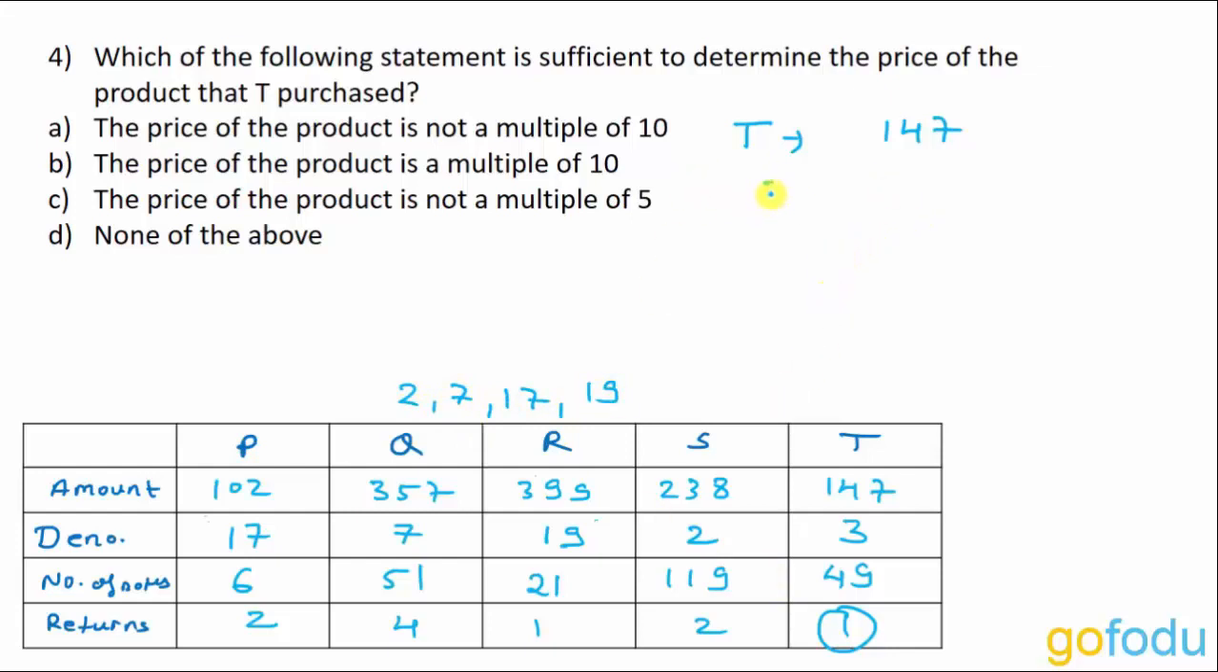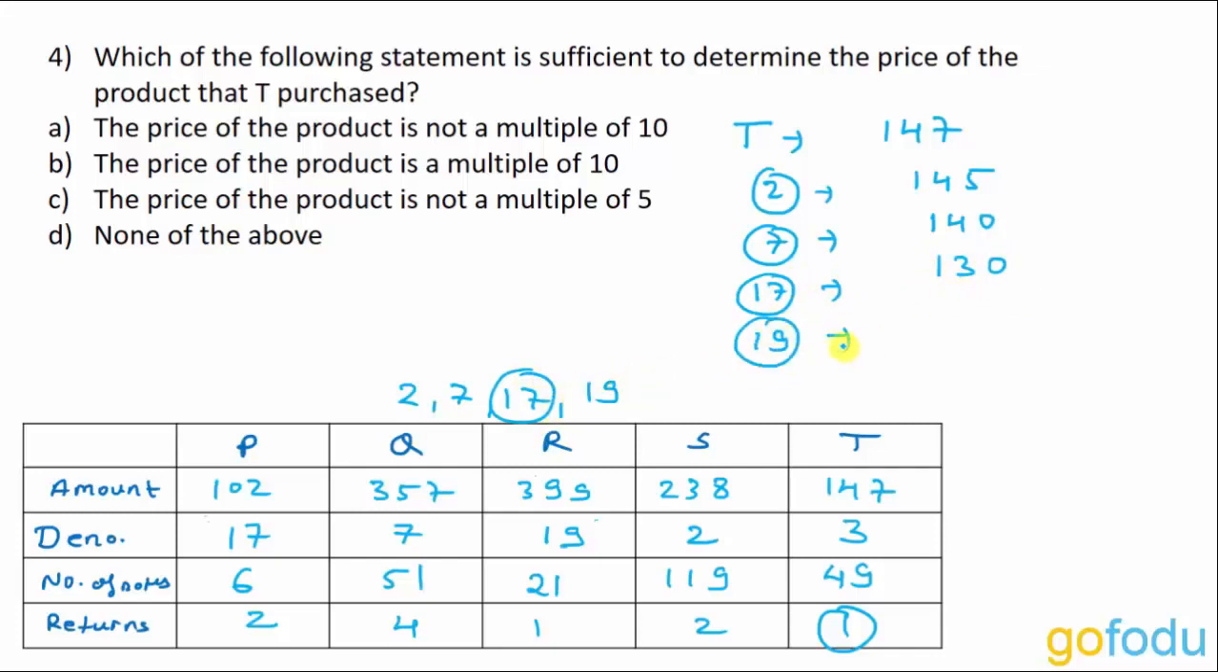So if he got a 2 rupee note in return, that means the price of the product will be 145. Now if he got 7 rupees in return, the price of the product will be 140. If he got 17 in return, the price will be 130. And if he got 19 in return, the price will be 128. These are the 4 possible prices of the product that T purchased.